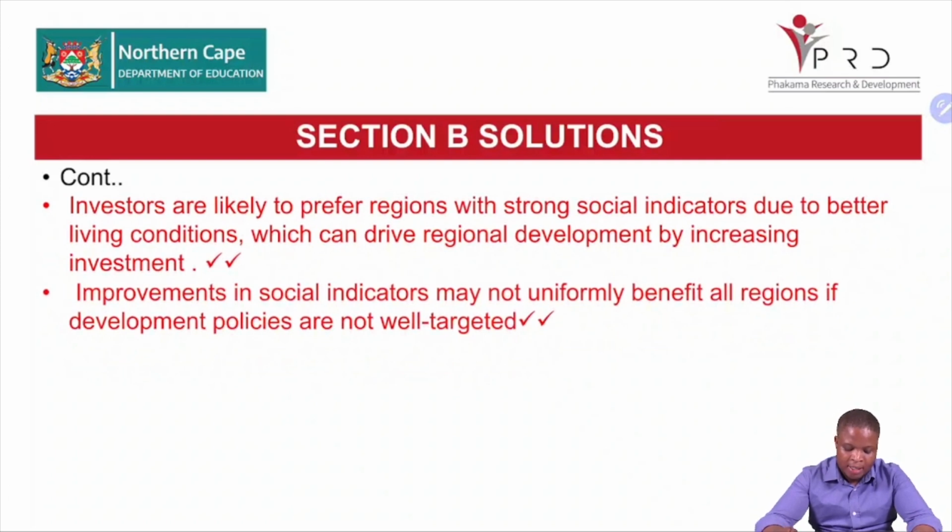Improvements in social indicator may not uniformly benefit all regions if development policies are not well targeted. So if you are not using the regional development policies well, then the social indicator may not really spill over to regional development.